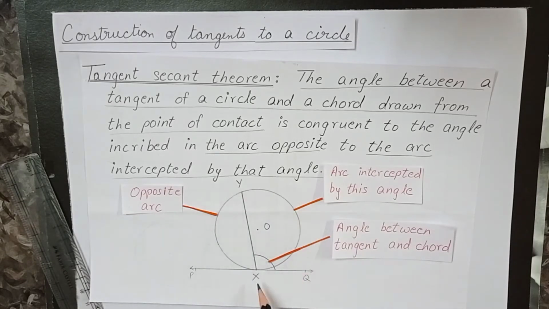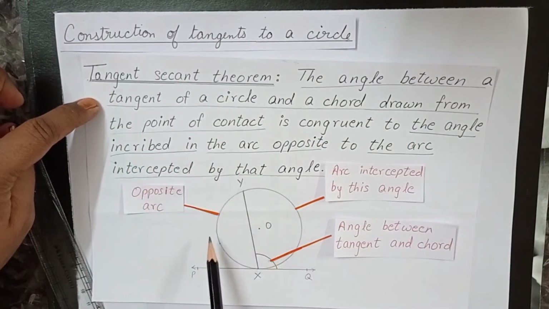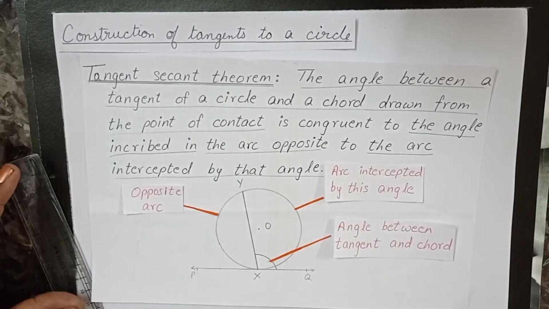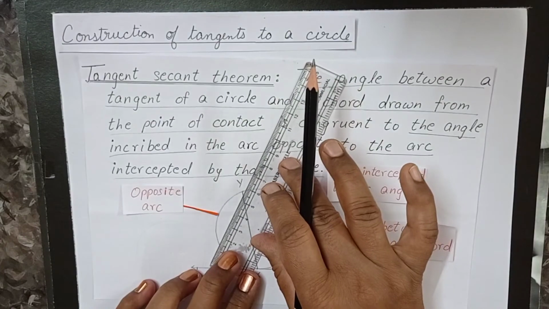So this is the angle intercepted. This is the arc intercepted by this angle. So the arc intercepted by the angle is this arc, right? And the arc which is opposite to this arc is this arc. Okay, now it is congruent to the angle inscribed in the opposite arc. Inscribed in the opposite arc means let us inscribe an angle in this.